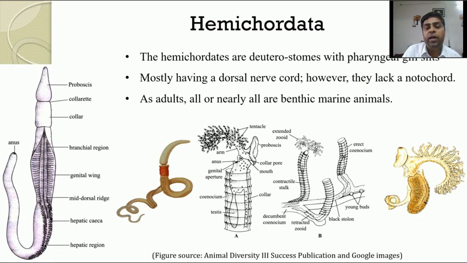The hemichordata are so called because they are partial chordates, because it is believed that the notochord is restricted only to the proboscis region, and again the presence of the notochord is still a matter of question, meaning they are doubtful chordates, hence they are referred to as hemichordates. As adults, all or nearly all of these organisms are benthic and strictly marine organisms. And they generally live in tubes. So this is hemichordate or partial chordates.